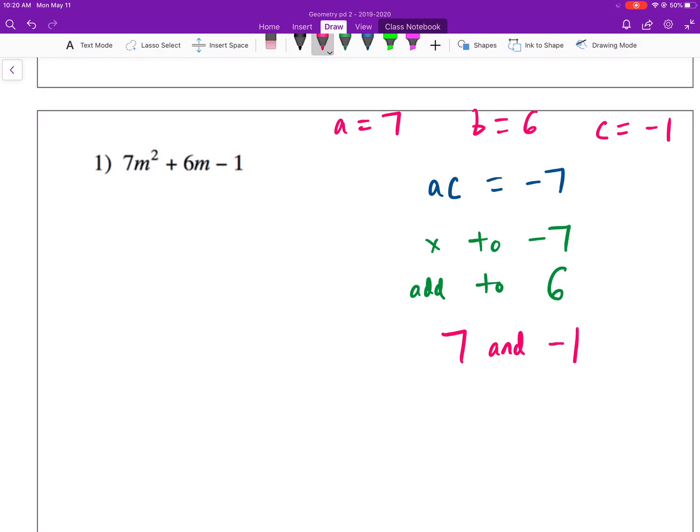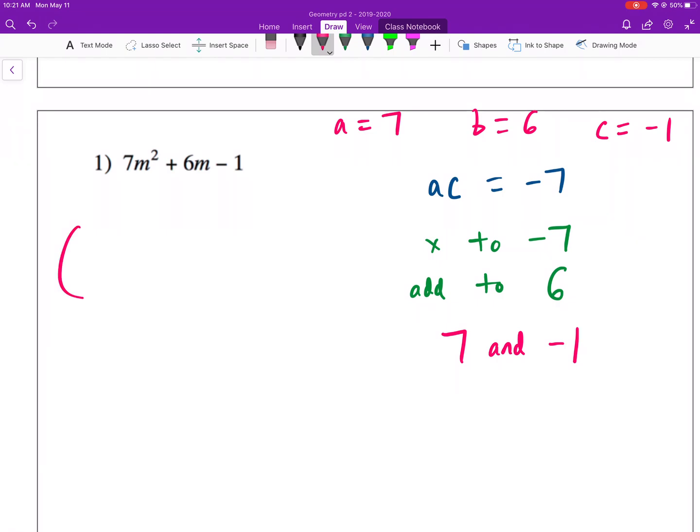This right here, guys, is the hardest part, figuring out what those two values are. Now, if you follow the steps throughout the rest, you're going to be good to go. All right, so because 7 times negative 1 is negative 7, and 7 plus negative 1 is 6, so 7 and negative 1.